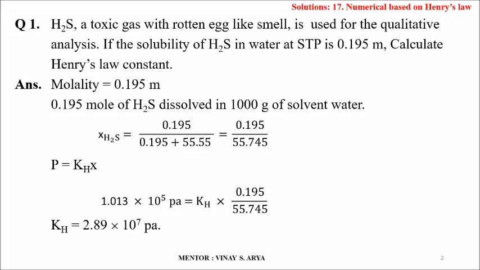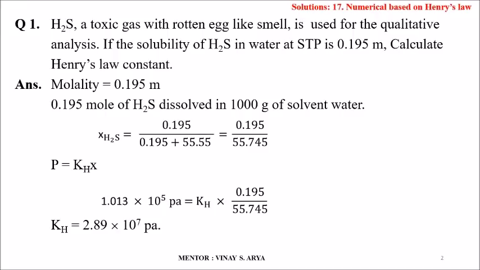H2S, a toxic gas with rotten egg-like smell, is used for the qualitative analysis. If the solubility of H2S in water at STP is 0.195 m, calculate Henry's law constant. So for that, molality is 0.195 m, which is provided to us. So 0.195 moles of H2S dissolved in 1000 grams of solvent water. So X H2S is equal to 0.195 upon 0.195 plus 55.55, which is equal to 0.195 upon 55.745.